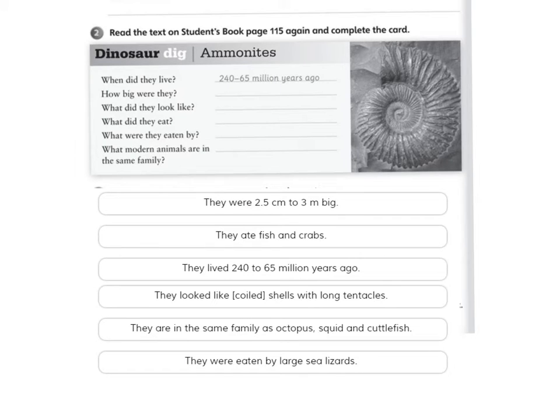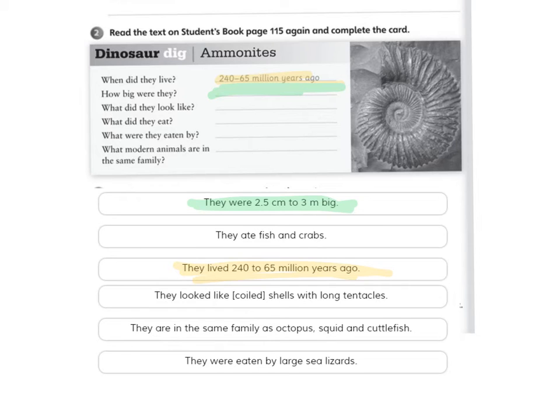Ready? So here are the answers. Let's put them with the correct part. Dinosauric ammonites. When did they live? They lived 240 to 65 million years ago. So, well, that's the example. Sorry, wrong tool. Yay, now I'm using the correct tool. Next, how big were they? They were 2.5 centimeters to 3 meters big.